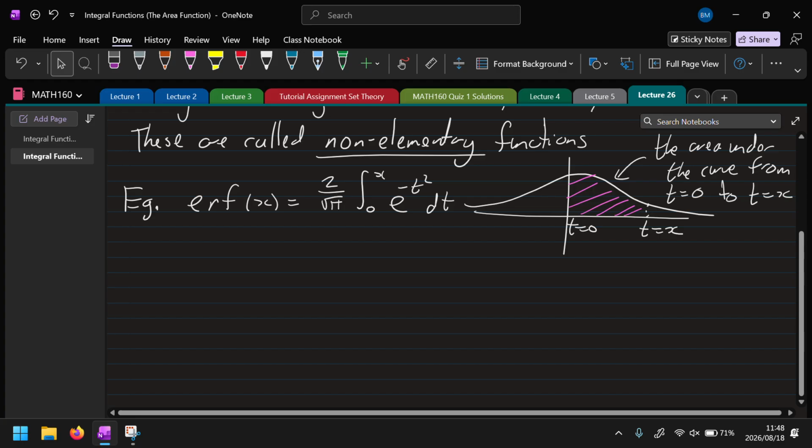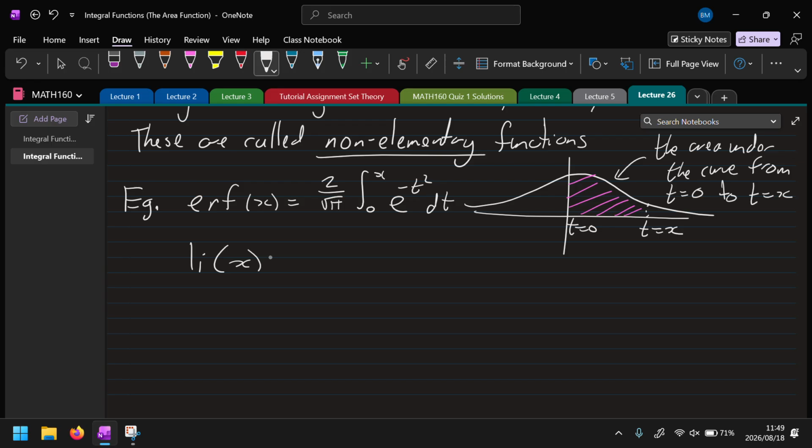So that's number 1. Then we have number 2, the logarithmic integral. This is the integral from 0 to x of 1 over the natural log of t dt. Again, we can do a similar thing. We can draw the picture, and we can find the area from t equals 0 to t equals x. Whatever that value is, that's the value of this logarithmic integral. It looks very complicated, but it's exactly what we've been doing before.